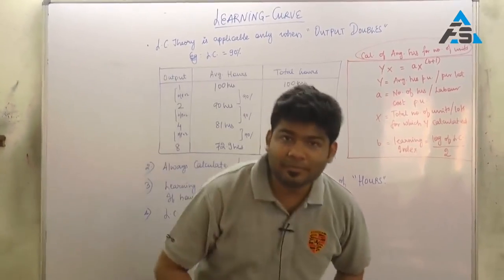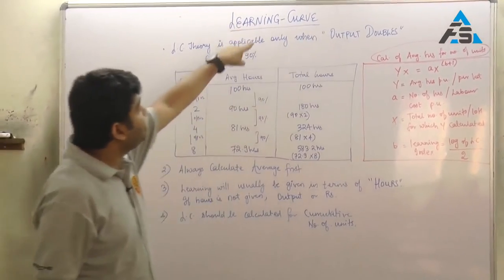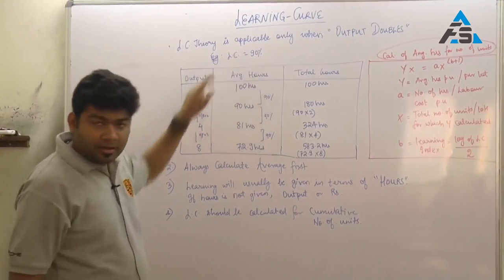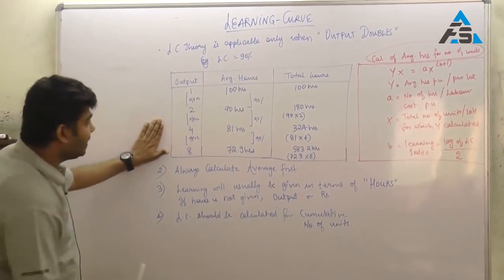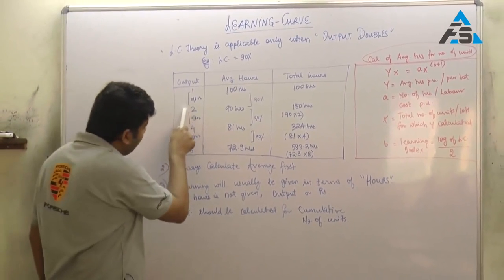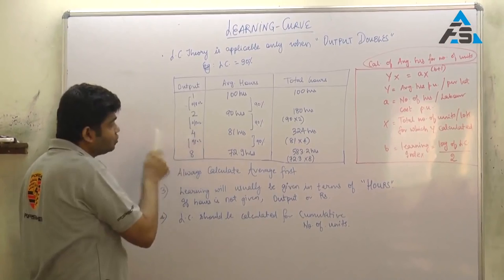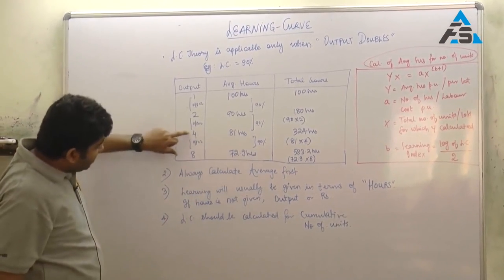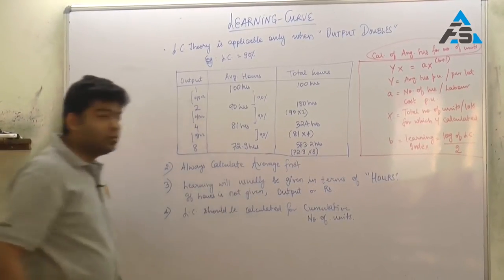So keep that concept in mind before your examinations: the output must double, only then is the learning curve applicable. Say, for example, the learning curve is 90%. I have taken a quick example. Output is 1, output doubles to 2, learning curve 100 to 90. Output doubles 2 to 4, 90% of 90 is 81 hours. Learning curve 4 to 8, 90% of 81 is 72.9 hours.